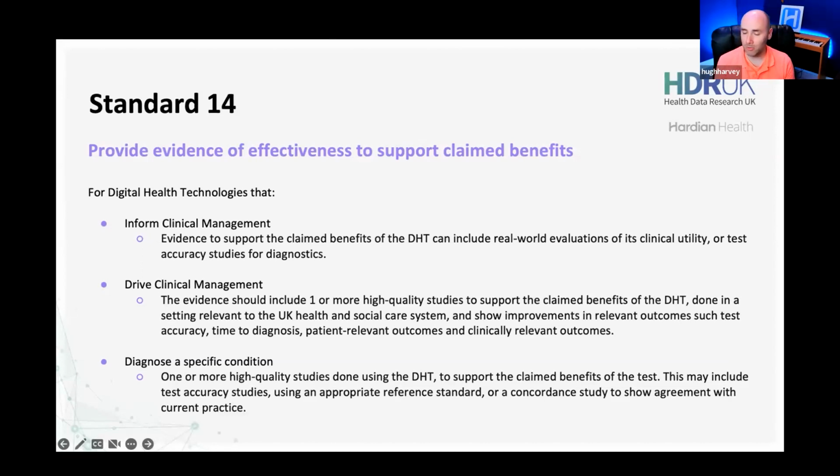And going back to what we talked about before in terms of documentation, you'd have multiple CIPs, multiple CIRs that feed into your clinical evaluation report. And again, if you're diagnosing, they recommend one or more high quality studies, again, designed explicitly to support the claimed benefits of your test. And again, the outputs and the things you might be measuring might be accuracy against an appropriate reference standard, or against an appropriate comparator cohort to show that you're in good agreement with standard practice.